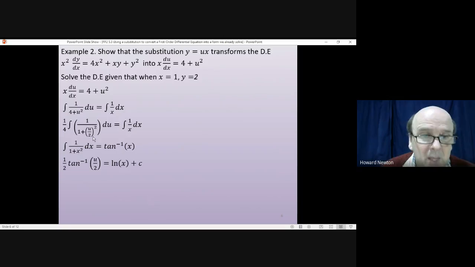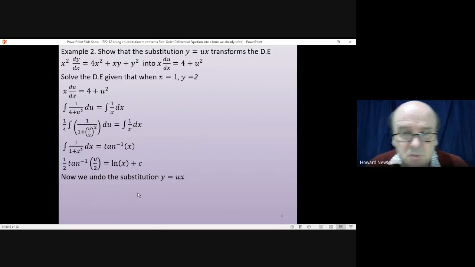So if we integrate the left-hand side of this, we'll get a half times the inverse tangent of u over 2. And the reason why the quarter is changed into a half is because if I differentiated that, I would get the 1 over 1 plus (u over 2) squared, but then using the chain rule, when I differentiate the u over 2, I get times a half, which will give me the quarter that I need. On the right-hand side, things are a lot more straightforward. Integrating 1 over x is log x plus a constant.